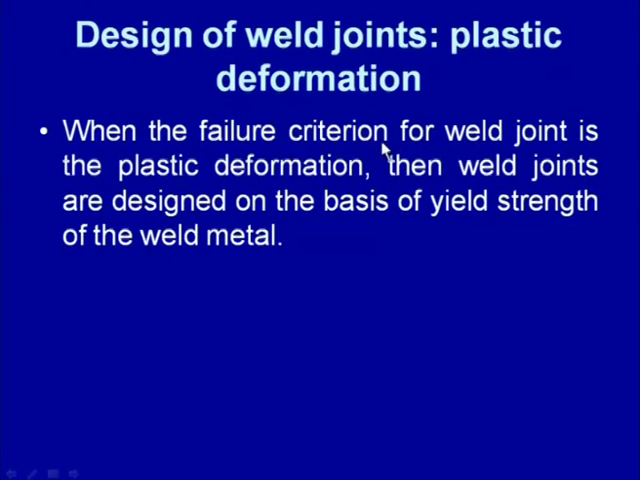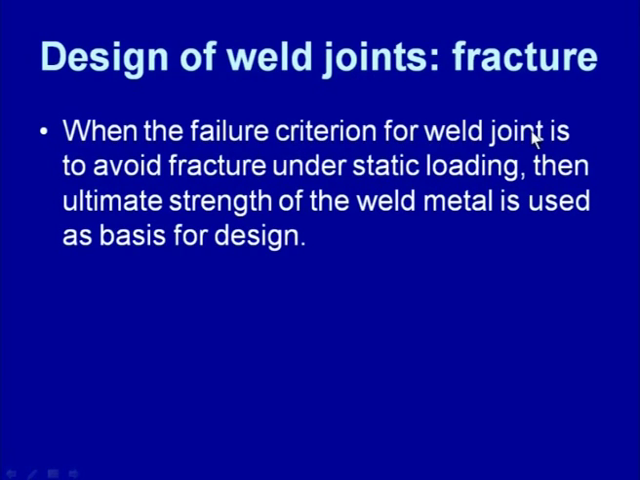And when plastic deformation is the failure criteria for the weld joint, then the weld joints are designed on the basis of the yield strength of the weld metal. And the third case, when the fracture is the failure criteria, meaning when the failure criteria for the weld joint is to avoid the fracture under static loading conditions, then the ultimate strength of the weld metal is used as a basis for the design.